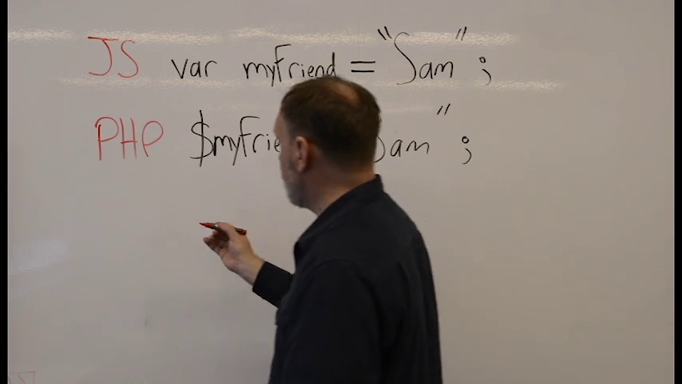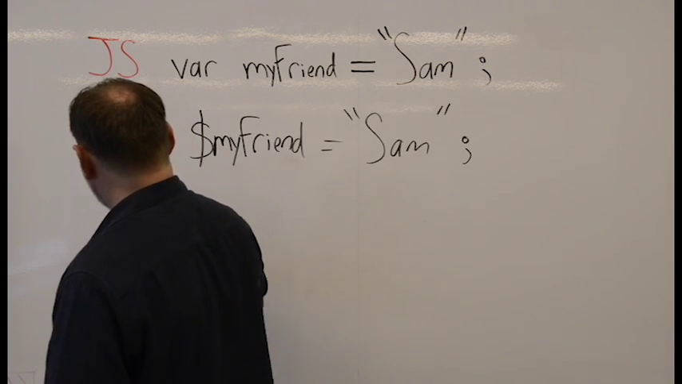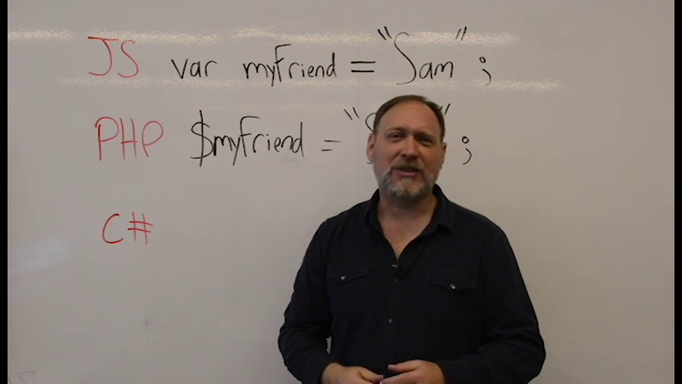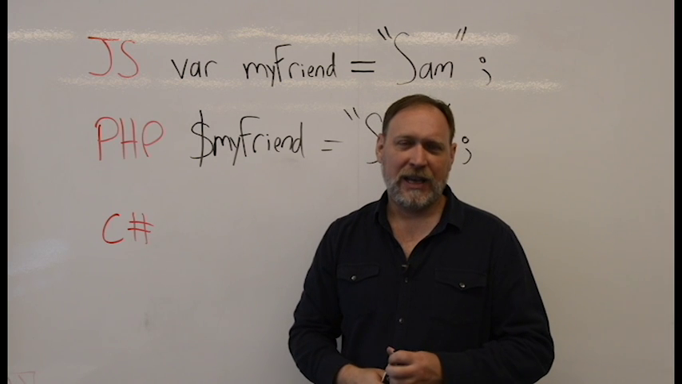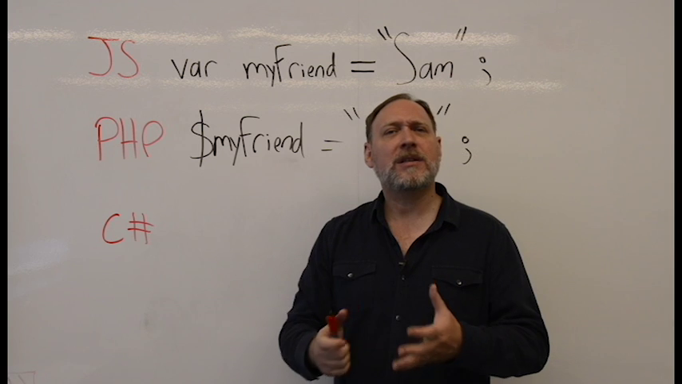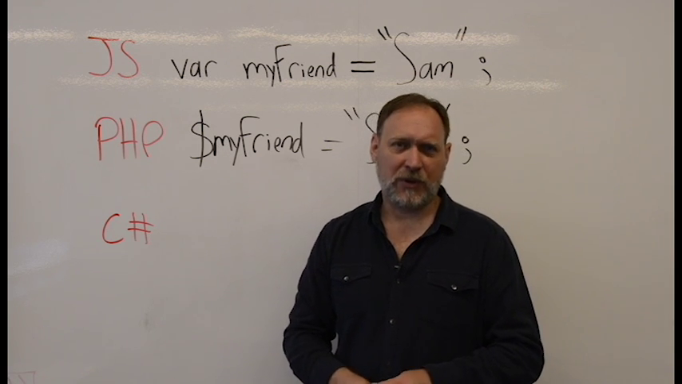And then finally in C#. Now C#'s a little different. It's a little more particular. It's a strictly typed language, and it wants more information from us. It wants to know what type of variable we're hoping to store.